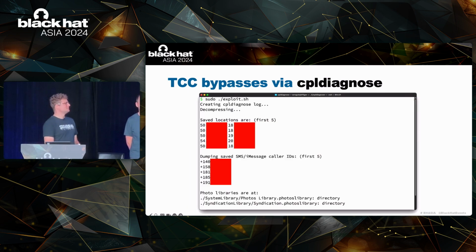The proof of concept you can see on the screen. It was just like that. You open this, you execute this bash script. You can see the locations, the dumped caller IDs, the dumped iMessage caller IDs, and of course full photo libraries. So that was fun. That was a really good tool, and it was not even especially hidden.